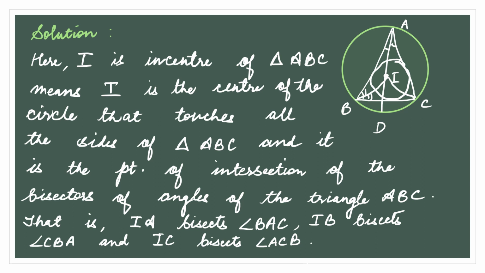Okay, here I is the incenter of the triangle ABC, meaning I is the center of the circle that touches all the sides of the triangle ABC, and it is the point of intersection of the bisectors of the angles of triangle ABC. That is, IA bisects angle BAC, IB bisects angle CBA, okay, and IC bisects angle ACB.